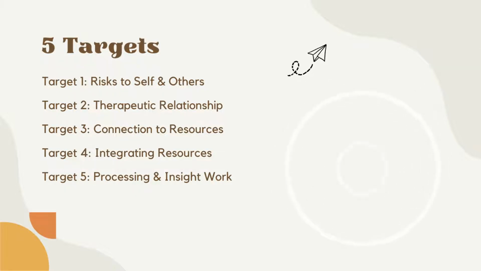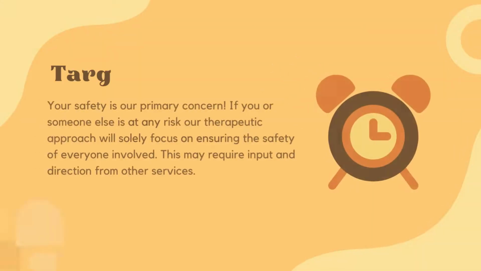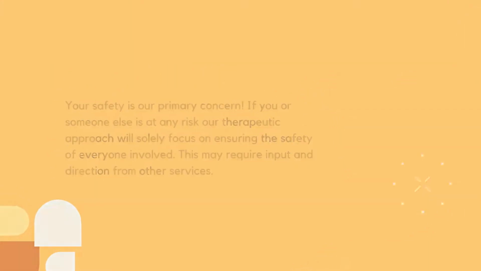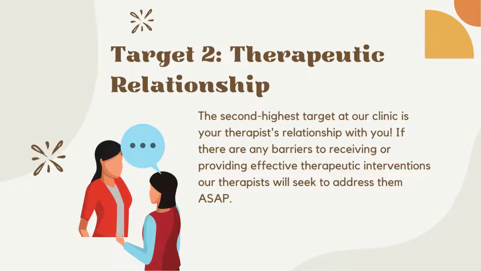So the point of this is that number 1 is risk. So if there's risk present, that becomes our main focus of our individual session. An individual's safety within individual therapy is a therapist's primary concern. If you or somebody else are at risk, we focus on ensuring safety of everybody involved. This may require a whole range of different strategies, resources, but also support and direction from other clinical mental health services. Again, we maintain confidentiality, but also ensure that somebody's safe.